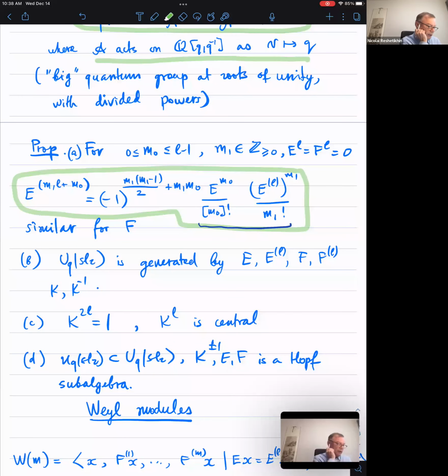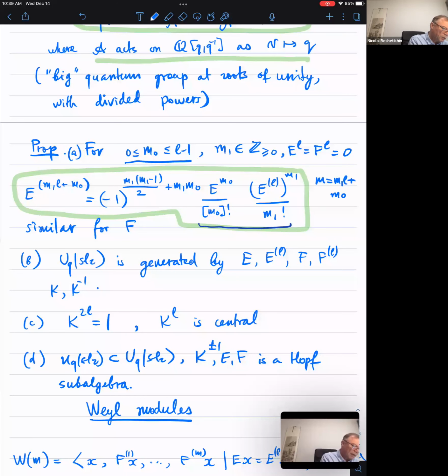So let's suppose that M, you write M modulo L. So it's M1 L plus M0. M0 is the remainder of the division of M by L. M1 is the integer part of this division, and M0 is the remainder. So the remainder is between 0 and L minus 1.